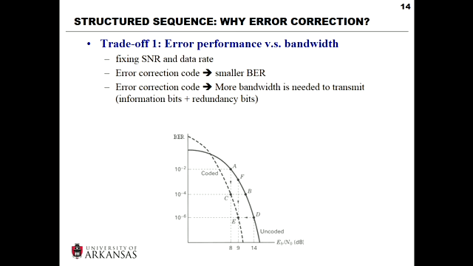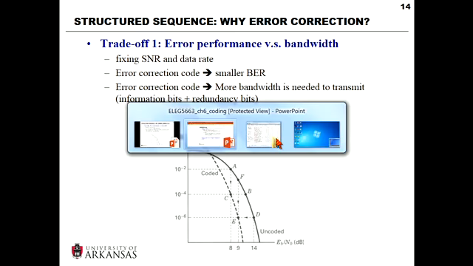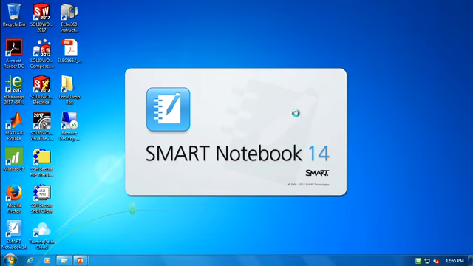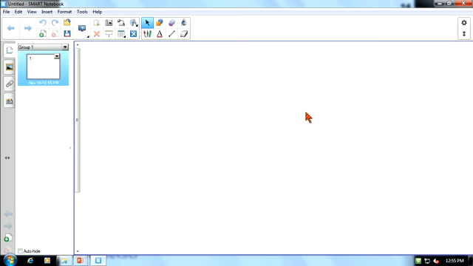More bandwidth will be required to transmit the combination of the information bit and the redundancy bit. To better understand this scheme, let's look at this graph here. Actually, we can write the relationship between signal to noise ratio and spectral efficiency.